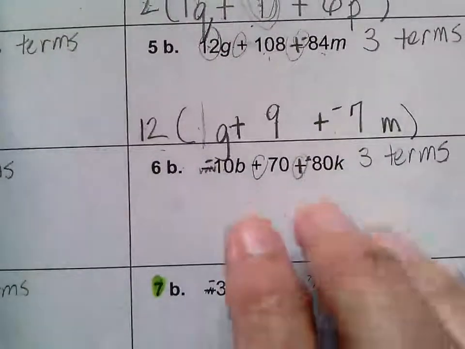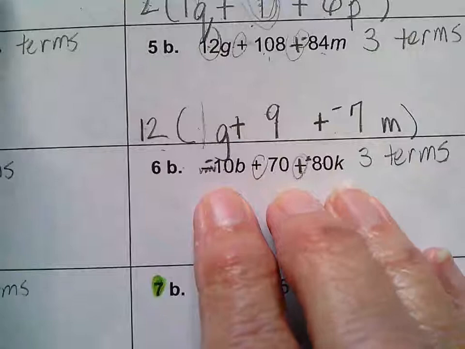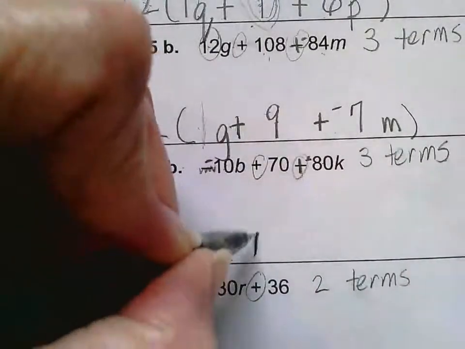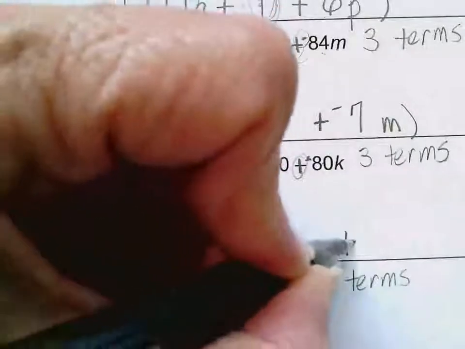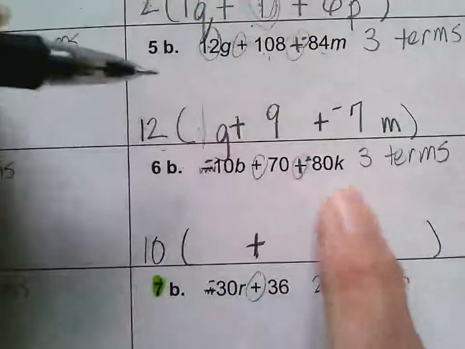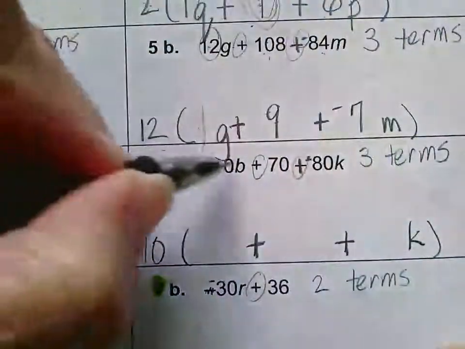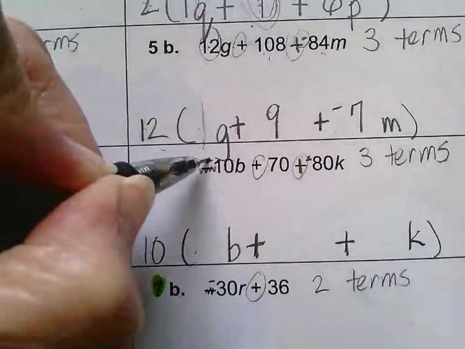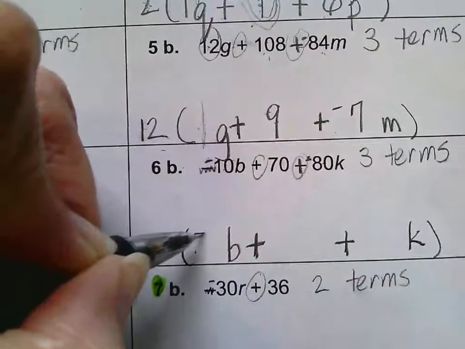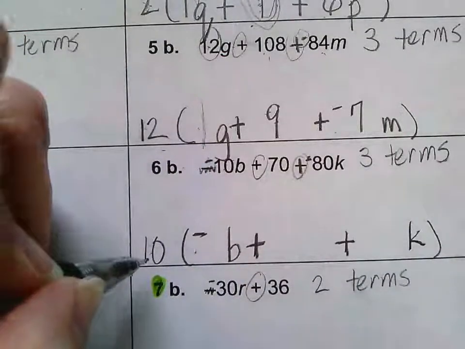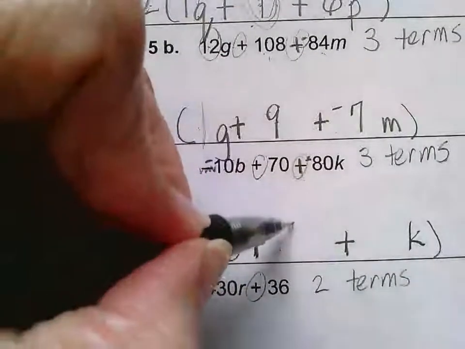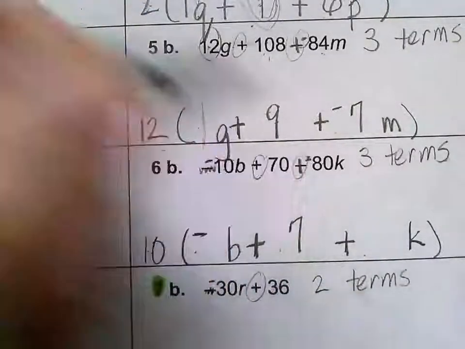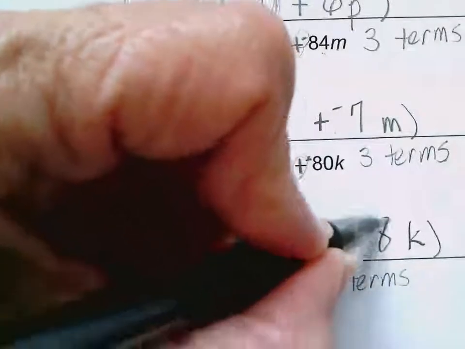Next one. These are easy because they all end in zeros. Yay! So 10 is going to be my greatest common factor. I'm going to bring down my variables so I don't forget about those. 10 times what gives me a negative 10b? That would be a negative 1b. 10 times what gives me 70? 7. 10 times what gives me negative 80? Negative 8.